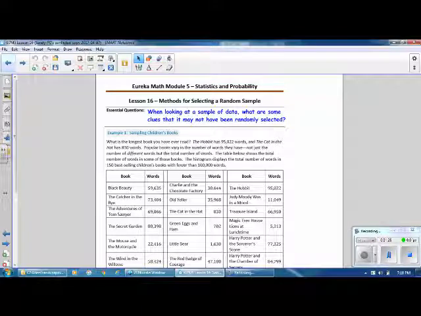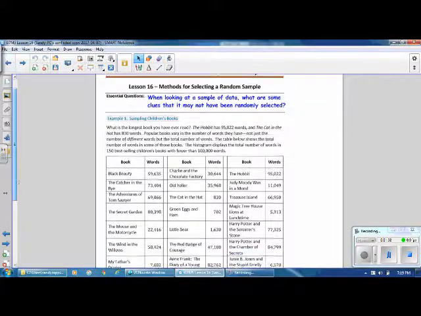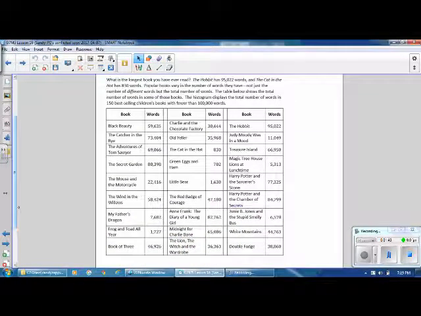The histogram displays the total number of words in 150 best-selling children's books with fewer than 100,000 words. The histogram is on the next page. Take a look through the list of titles and see if there are any books that you are familiar with.